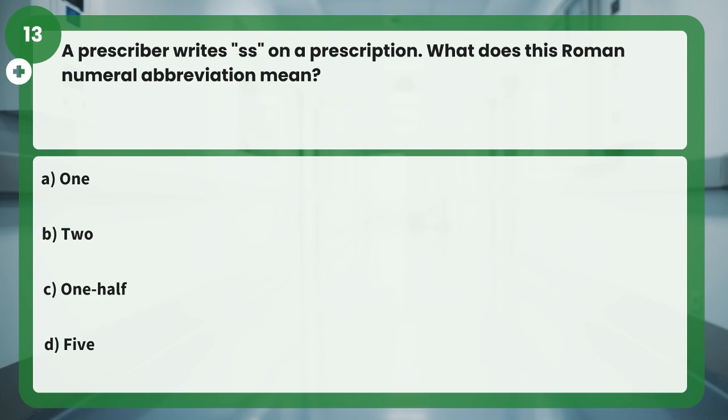Question 13. A prescriber writes ss on a prescription. What does this Roman numeral abbreviation mean? A. 1. B. 2. C. 1/2. D. 5.